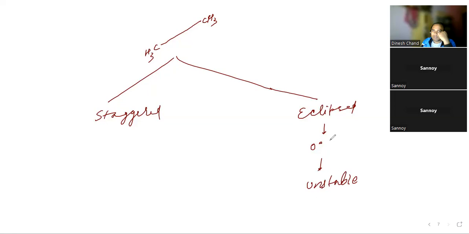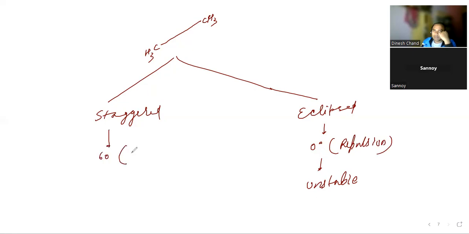Why unstable? 0 degree means repulsion. Here, what is there? 60 degree. If it is 60 degree, no repulsion. So no repulsion, it is going to be stable.